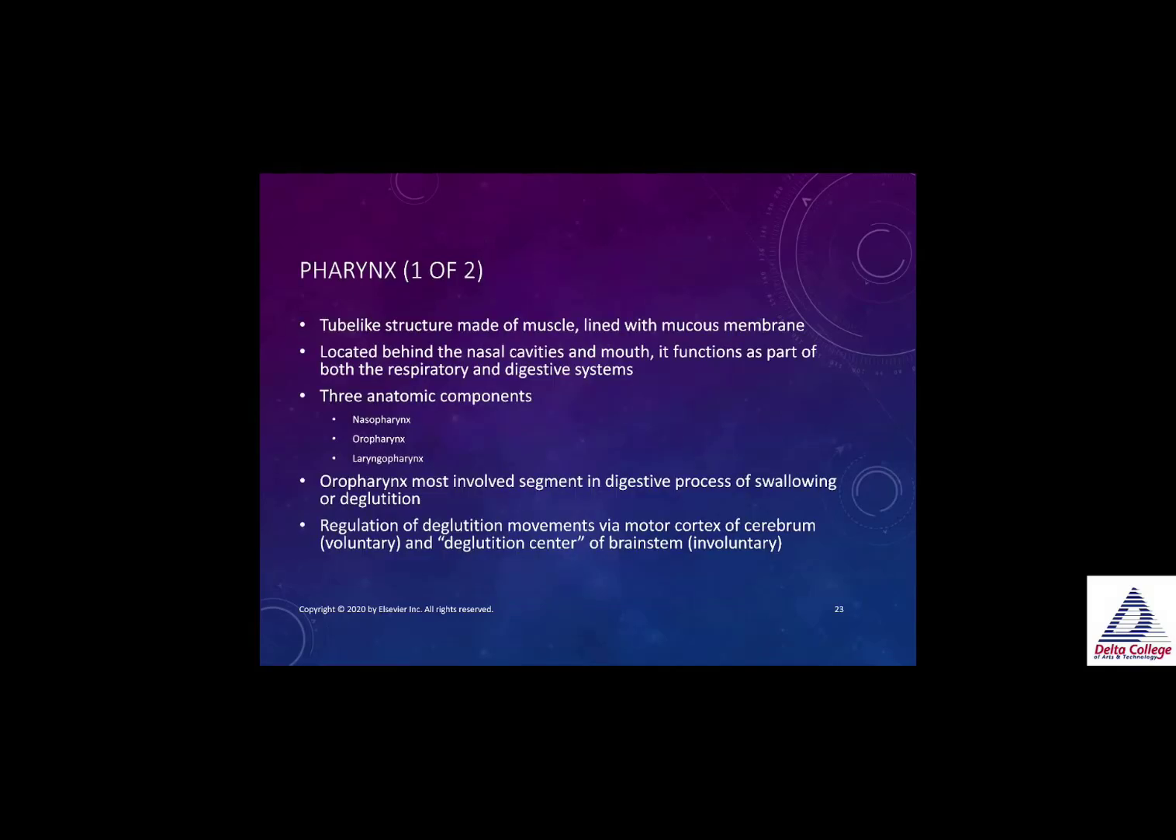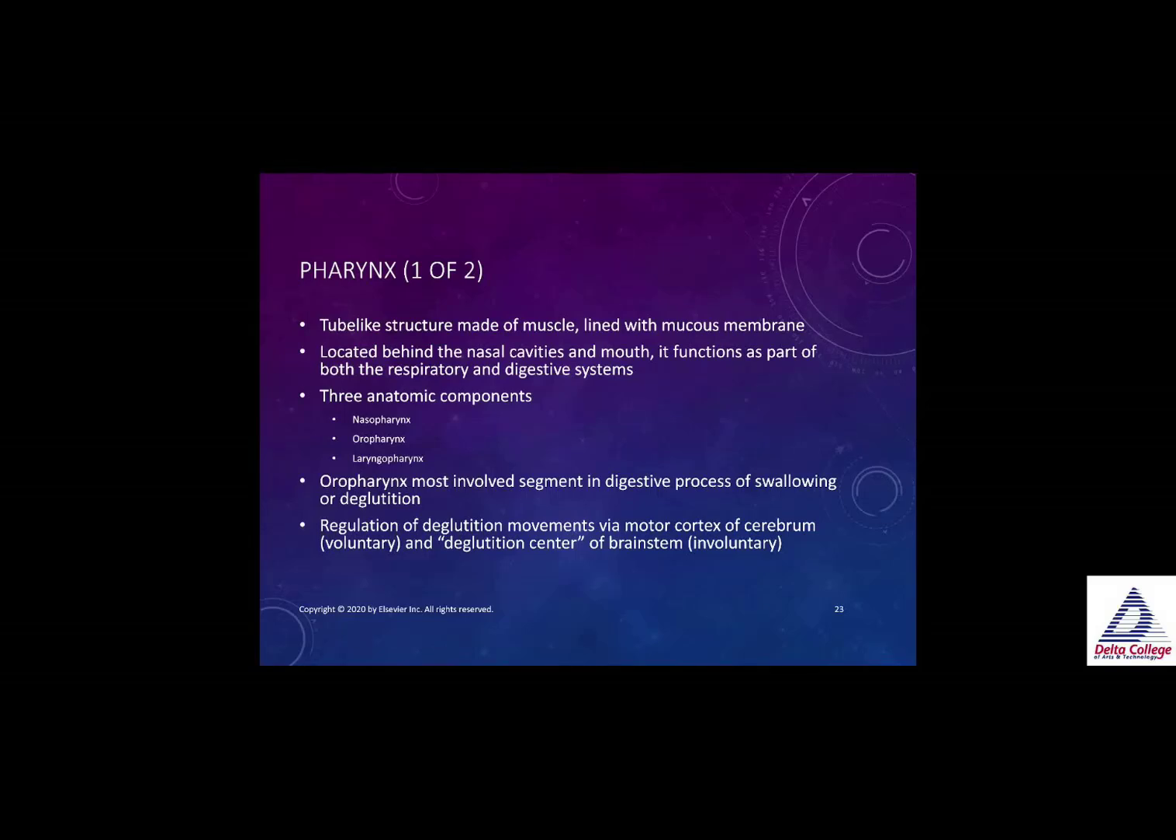Next is the pharynx. This is a tube-like structure made of muscle lined with a mucous membrane. It is located behind the nasal cavities and mouth. It functions as part of both the respiratory and digestive systems. There are 3 anatomic components of the pharynx. We have the nasopharynx, oropharynx, and laryngopharynx. The oropharynx is the most involved segment in the digestive process of swallowing, also known as deglutition.